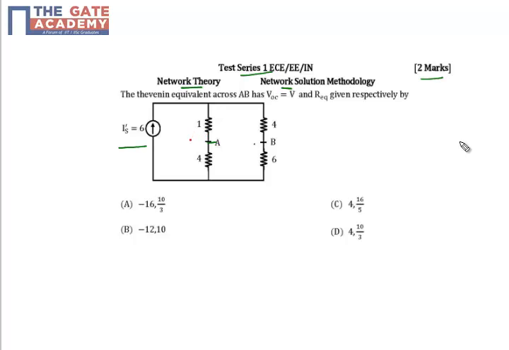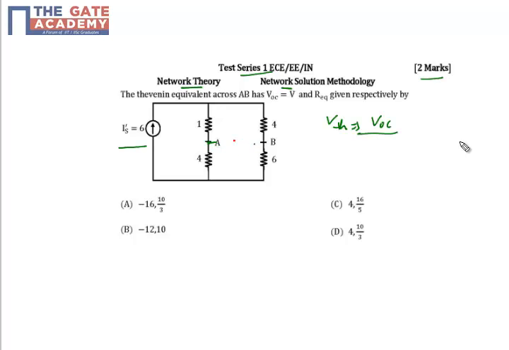Okay, so first of all calculate the value of VTH. VTH is known as the Thevenin voltage. VTH is basically open circuit voltage, right? Across the point you need to calculate. So A and B are already open circuited, so the question is easier for you.